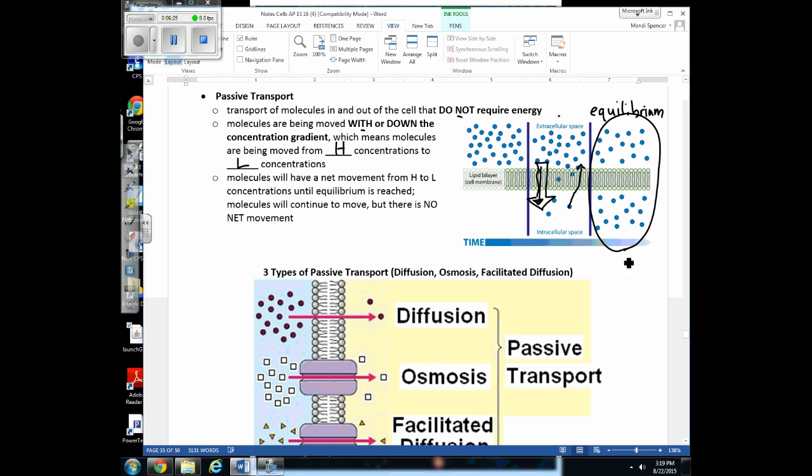So again, whenever this situation is reached, equilibrium is reached, we're not going to have a net movement of molecules in either direction. We're going to have more of an equal movement of molecules. Some molecules are going to cross this way, and some molecules are going to cross this way. So again, there's no net movement going on whenever we see equilibrium has been reached.